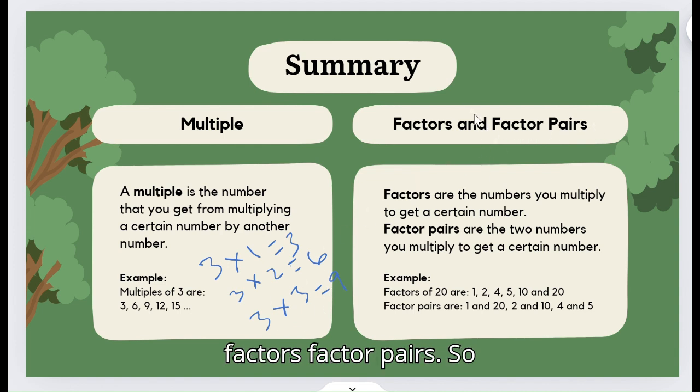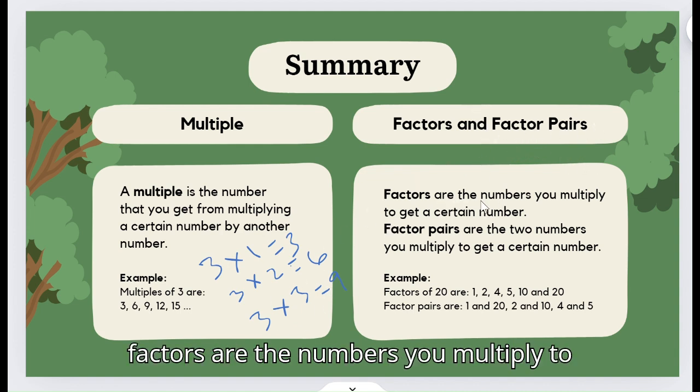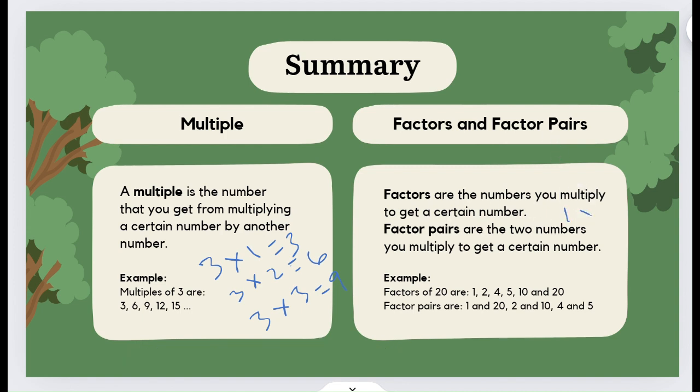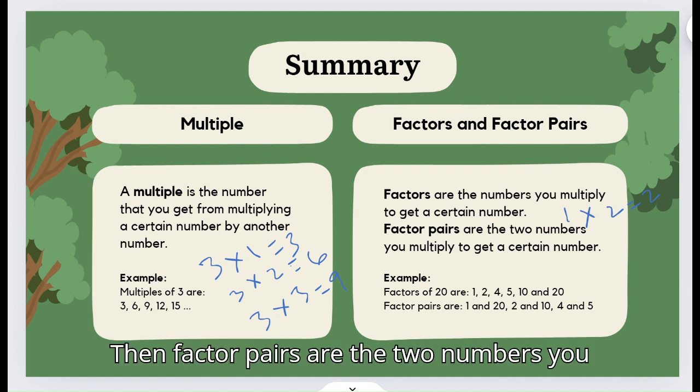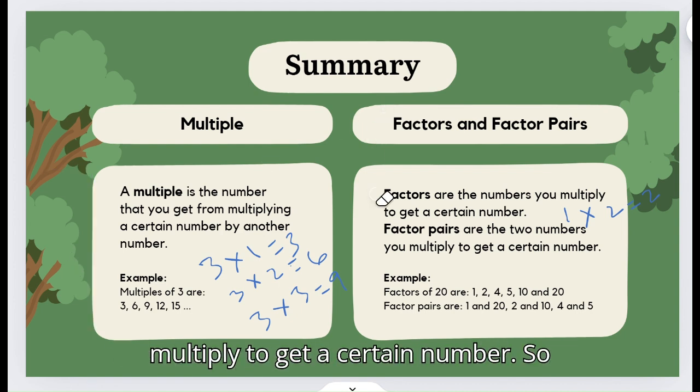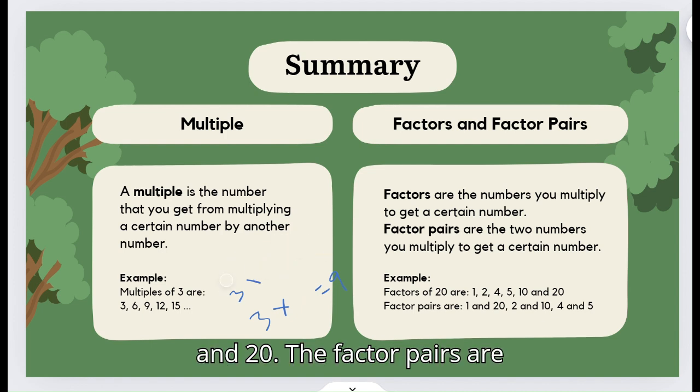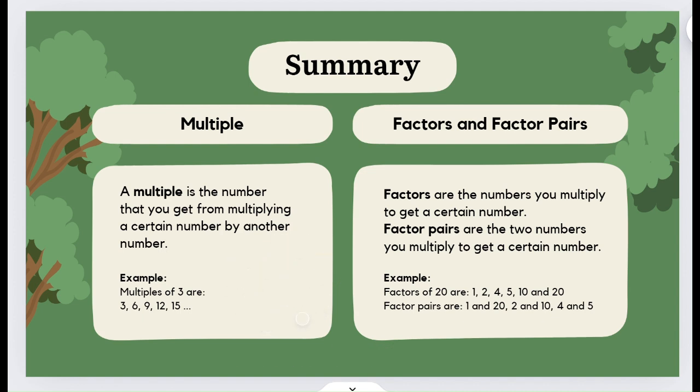The factors and factor pairs. Factors are the numbers you multiply to get a certain number. For example, 1 times 2 is 2, so 1 and 2 are the factors of 2. Then factor pairs are the two numbers you multiply to get a certain number. For example, the factors of 20 are 1, 2, 4, 5, 10, and 20, and the factor pairs are 1 and 20, 2 and 10, 4 and 5.